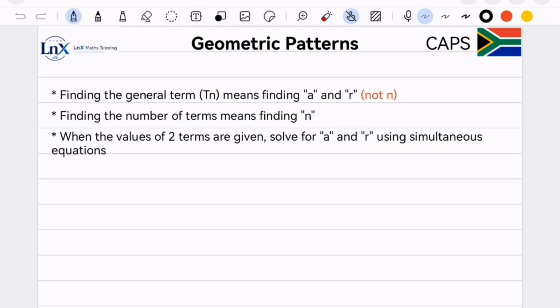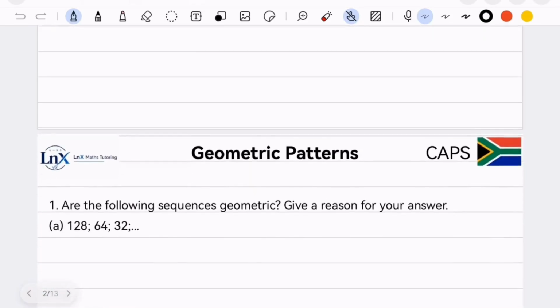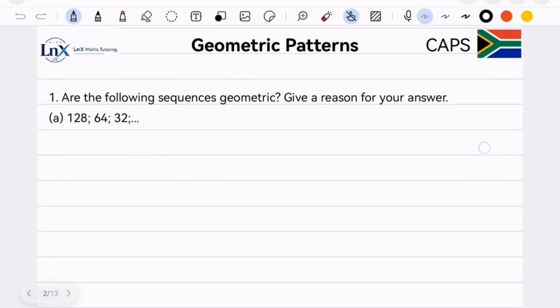Alright, now that we have our toolbox ready, let's go ahead and solve the questions for geometric patterns. Here's the first question, and it reads: are the following sequences geometric? Give a reason for your answer. This is 1A: 128, 64, 32, and so on. Before proceeding with this video, just pause, have an attempt at this question, and when you are sure of your answer, come back and see how it's approached.